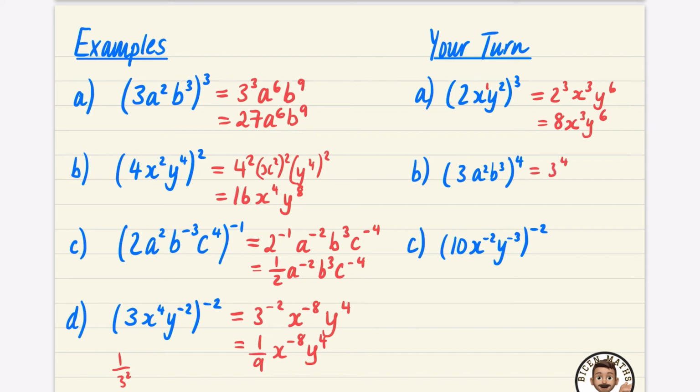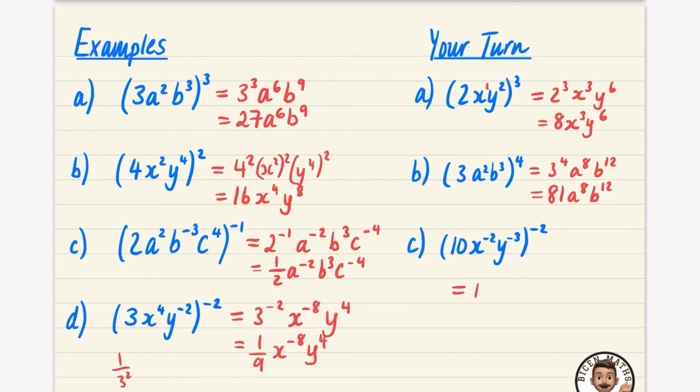We've now got a 3 to the power of 4, a squared to the power of 4 is a to the power of 8 because they multiply, and then b to the power of 12. 3 to the power of 4, that's 3 times 3 times 3 times 3, which is 9 times 9, or 81. So it's 81 a to the 8, b to the 12.